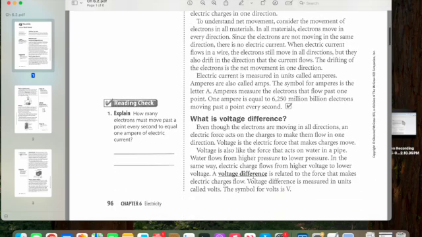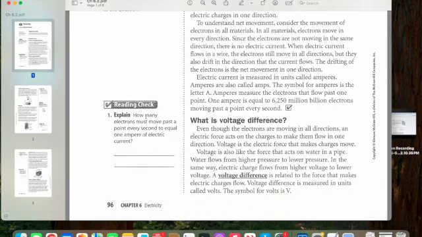Okay, now we're going to answer question 1 on the left. How many electrons move past a point every second to equal 1 ampere of electric current? It just told us in the reading, and we should have this whole paragraph here highlighted, but so 6,250 million billion electrons move past that point every second. That equals 1 ampere.